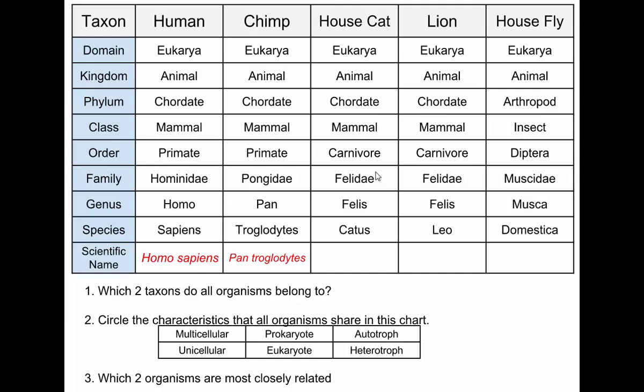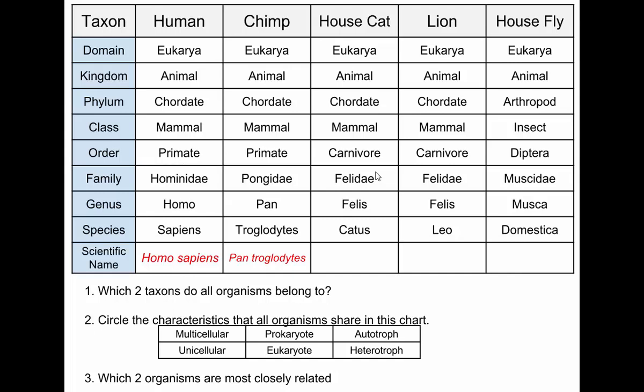Make sure when you're writing these, you write them properly. The rules: capitalize the genus. You don't capitalize species. You capitalize the genus, the H here, the P there. You don't capitalize species.